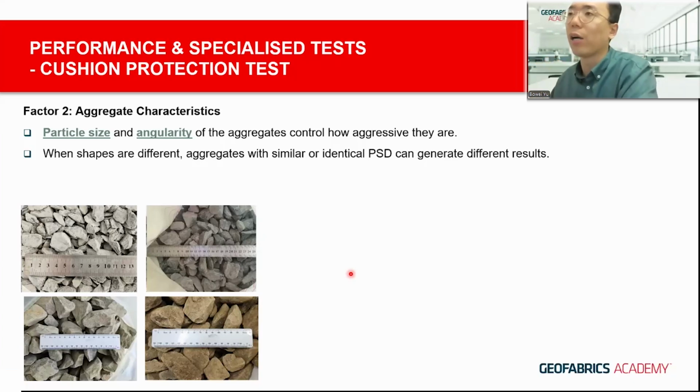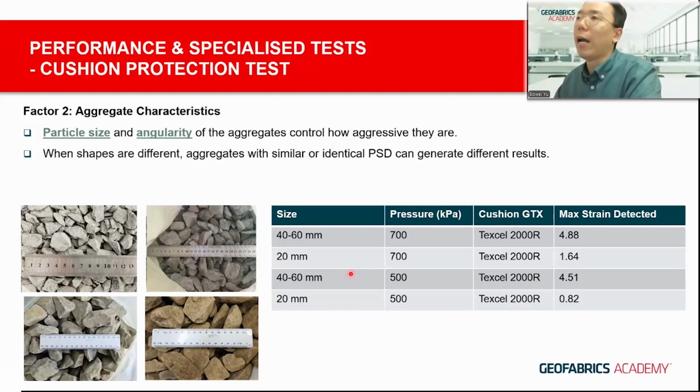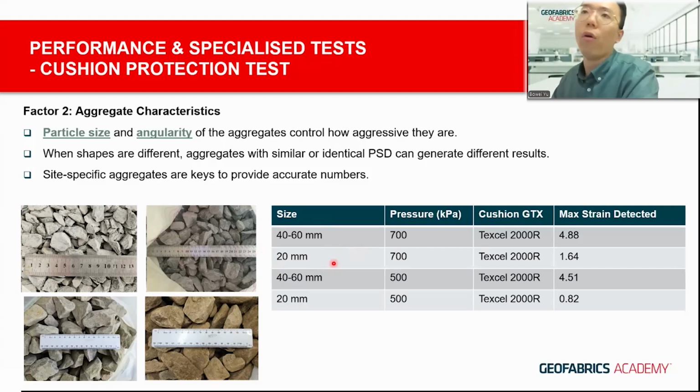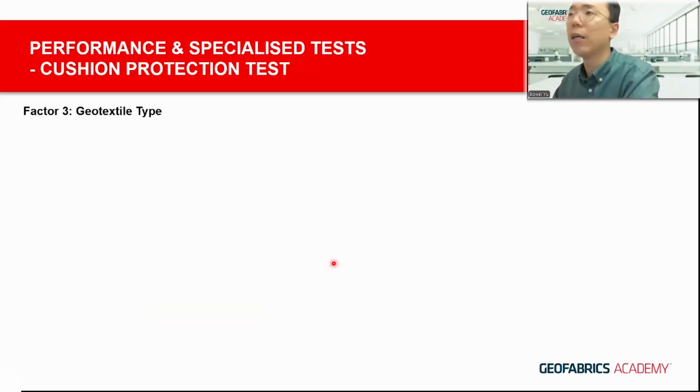All of them are site-specific, which means they will be the same aggregates used on the site as we tested here. The table here shows that when using the same cushion geotextile under the same pressure, when your aggregate size decreases, you get a huge drop in the maximum strain detected. However, selecting the size of the aggregates is a balance, because you don't want to go too fine, as that could affect your drainage capability. But all in all, we suggest that every time you request such tests, site-specific aggregates are the key to providing accurate numbers.